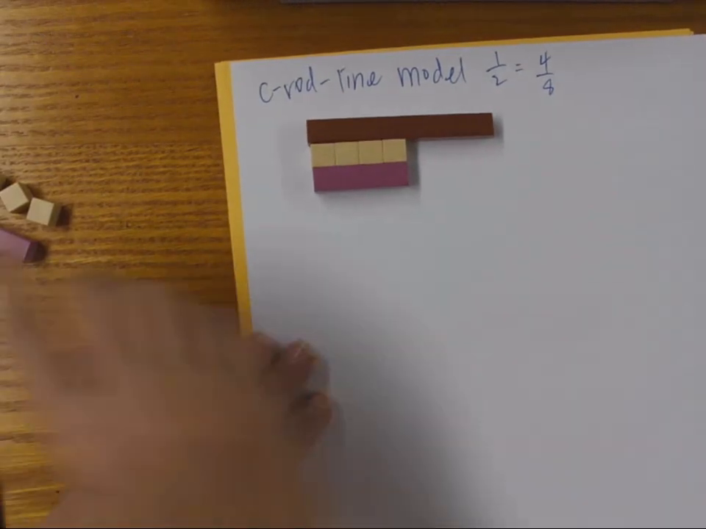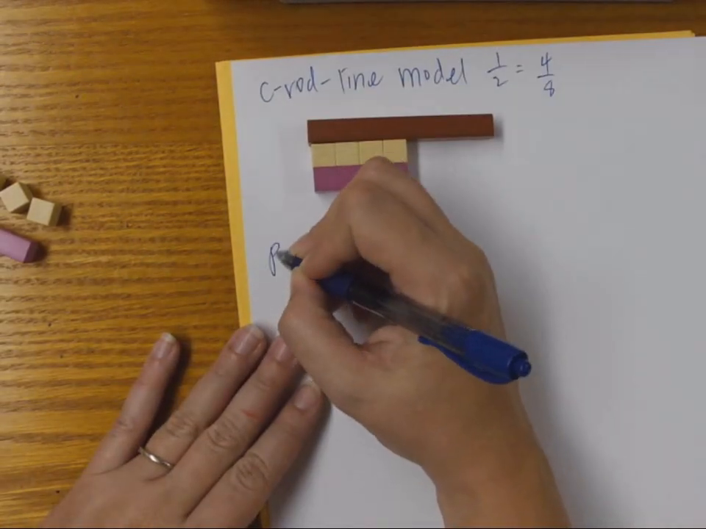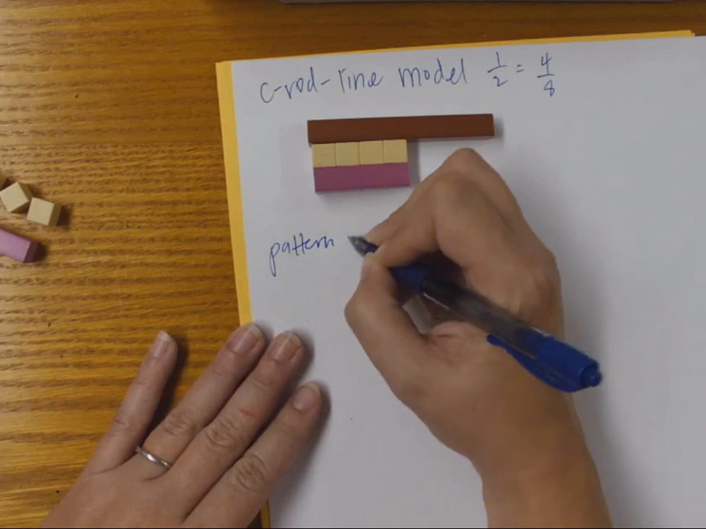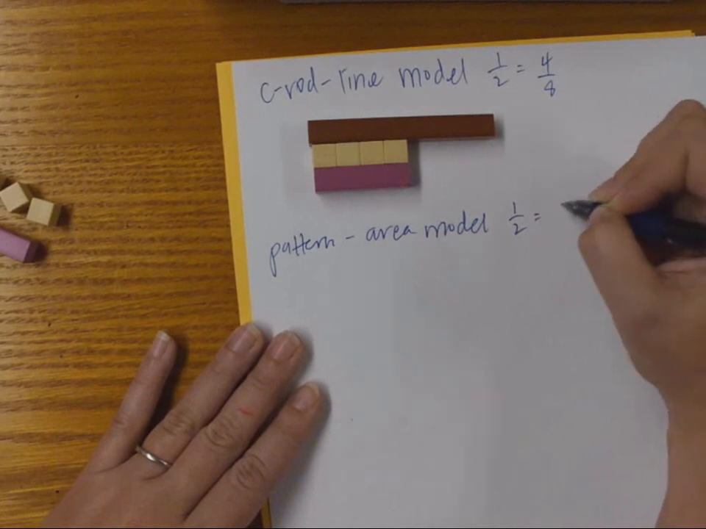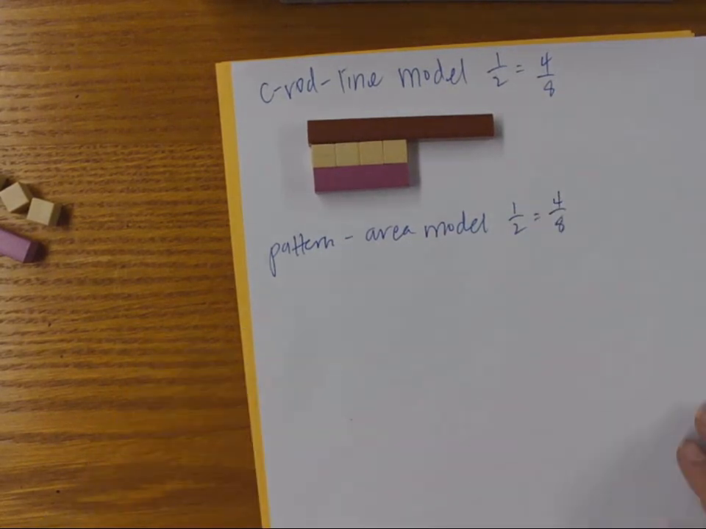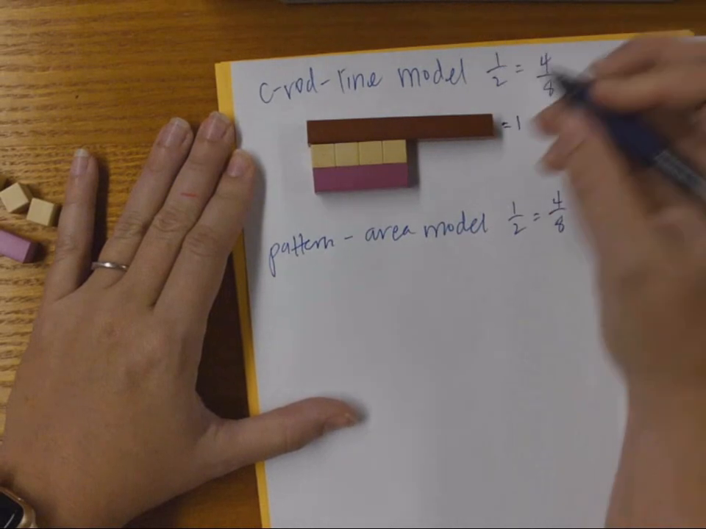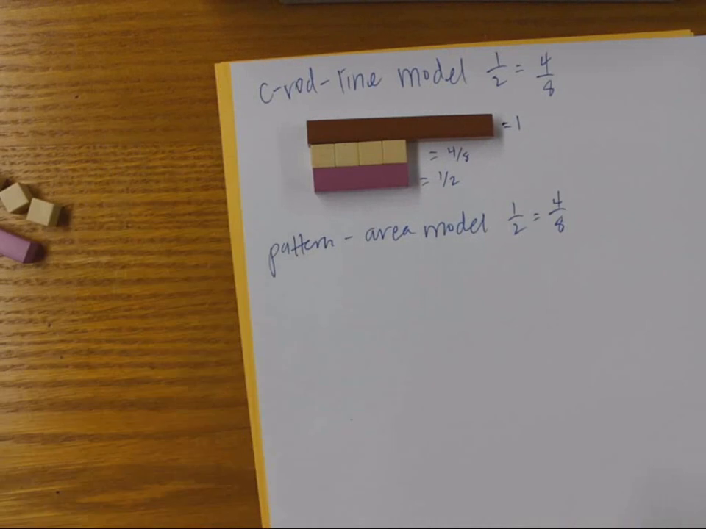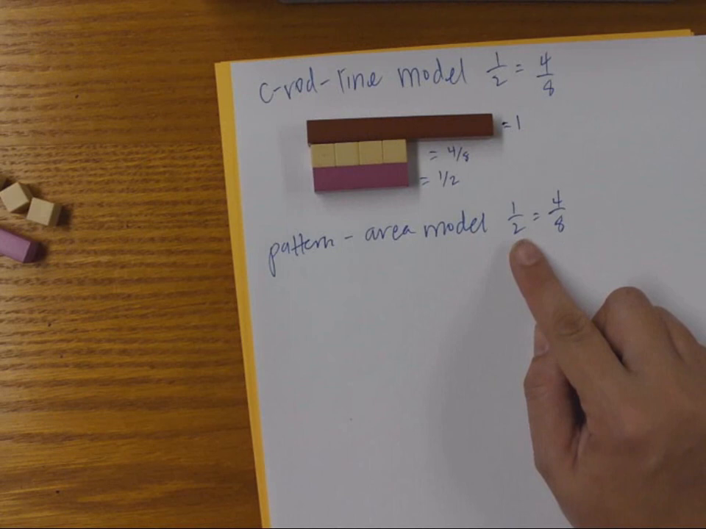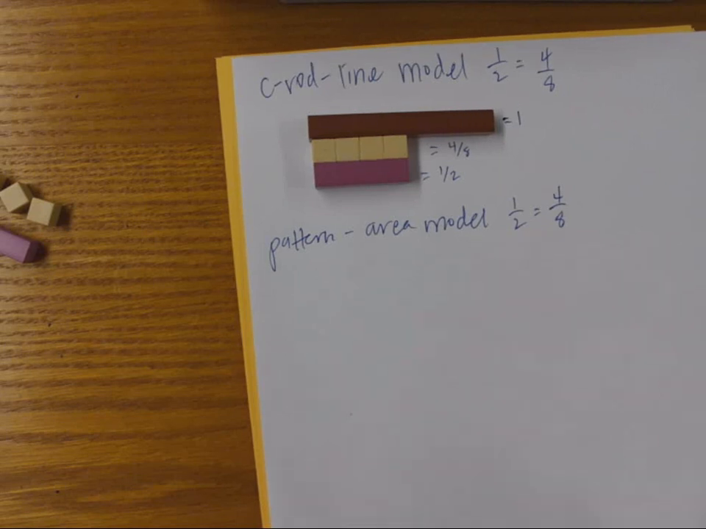If I want to do the same problem, but this time with the pattern blocks to show the area model, okay, I need to show 1/2 and 4/8 are equivalent. Okay, let me go ahead and write that's equal to 1, that's equal to 4/8, and that's equal to 1/2. So you need to think, how can I split you can't really show this very well with pattern blocks. I should have thought that through. Sorry.